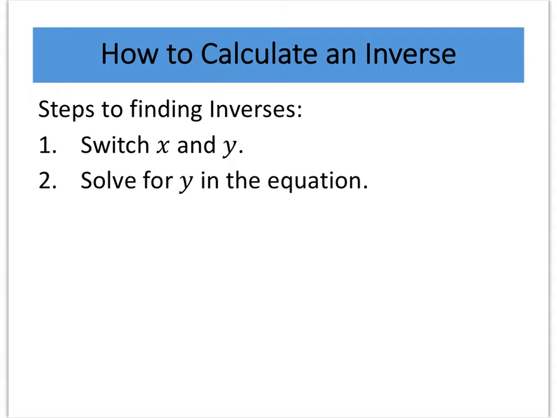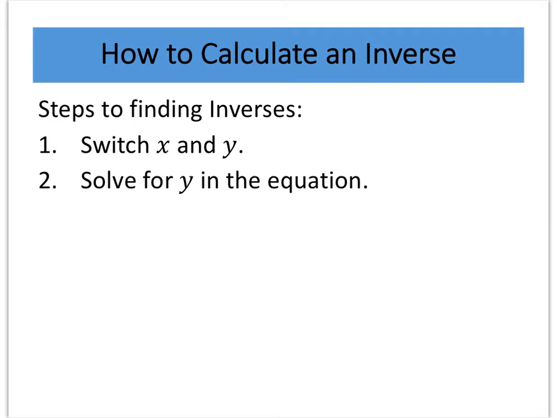So there's a couple of steps to finding the inverse. The first step is to switch the x and y value. And that's because an inverse reflects an item over the line x equals y. It also is really just doing the function backwards. So if we switch x and y in the equation, then every piece of it switches, right?